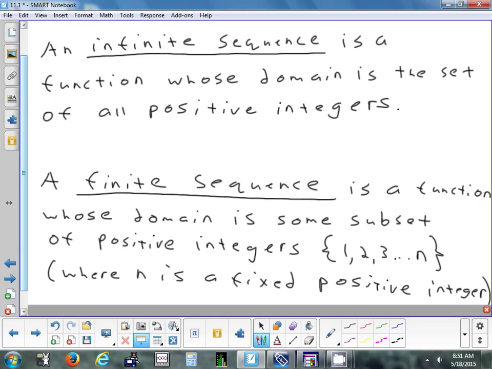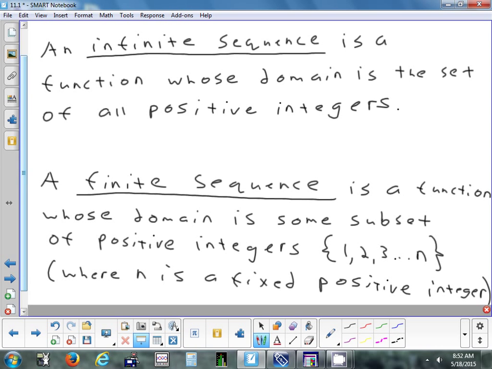How about an infinite sequence? Do you think it's ever possible you could add up infinitely many numbers, and you actually get an answer? What do you think, Josh? No? Anyone think you can add up infinitely many numbers and you'll actually get an answer? A couple people think you can?